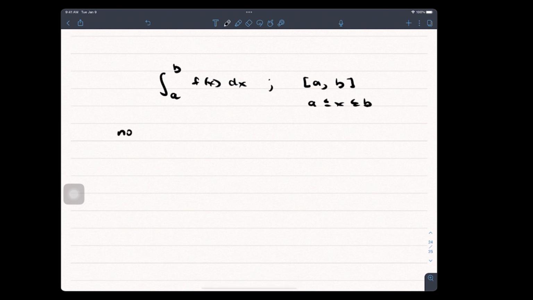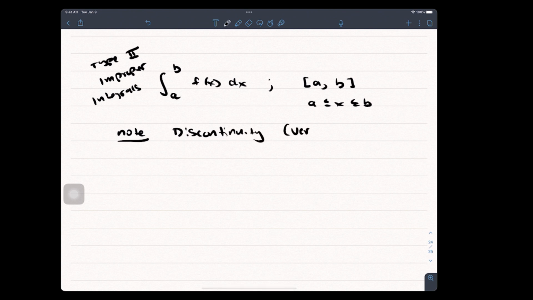So I'm going to say, let's note, this is called a type 2. Type 2 improper integrals. And this is where we have a discontinuity. In all honesty, a vertical asymptote. You can have a vertical asymptote at a point c, which will be in your interval a, b.